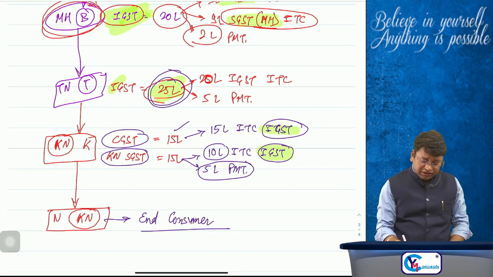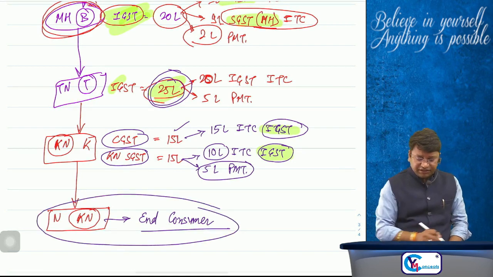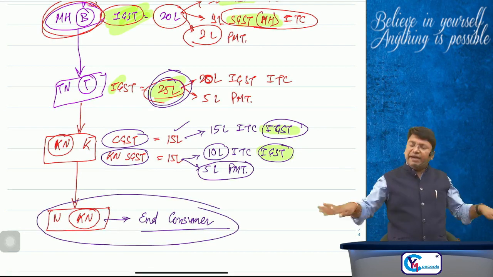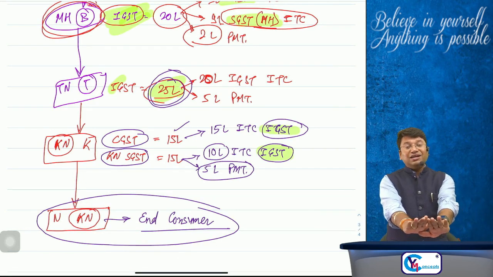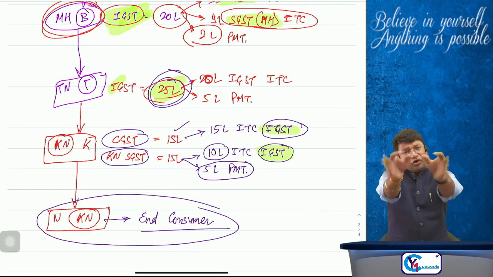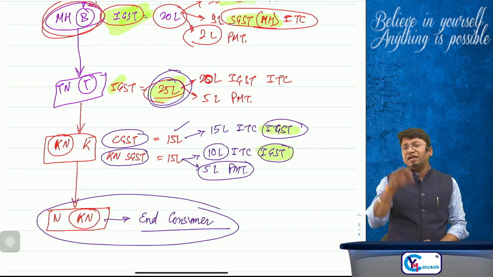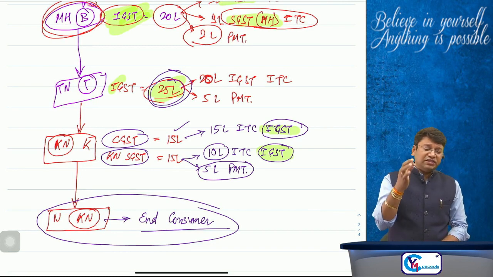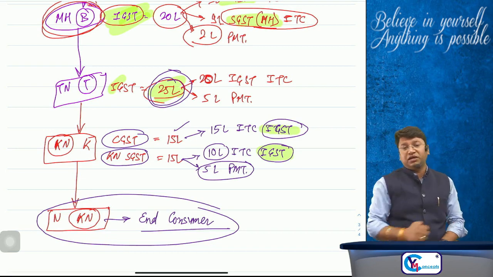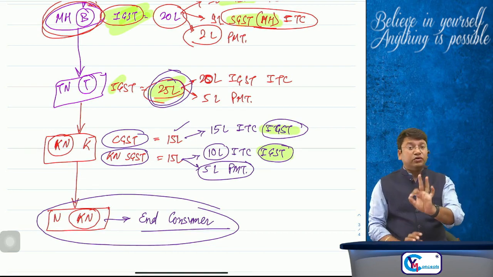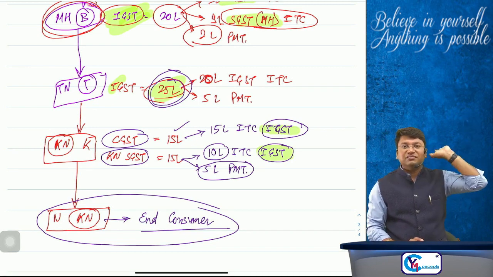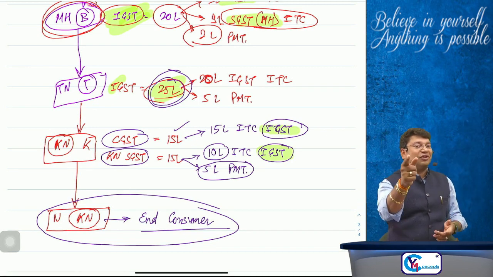And suppose this chain ends here and Mr. N of Karnataka is the end consumer. That's it. Transactions are over. So ultimately, who got the revenue? Tell me. Sir, ultimately, when the goods or services reached the end consumer, total tax was 30 lakhs. Out of 30 lakhs, 50% went to central government. Done. And 50% went to which state government?